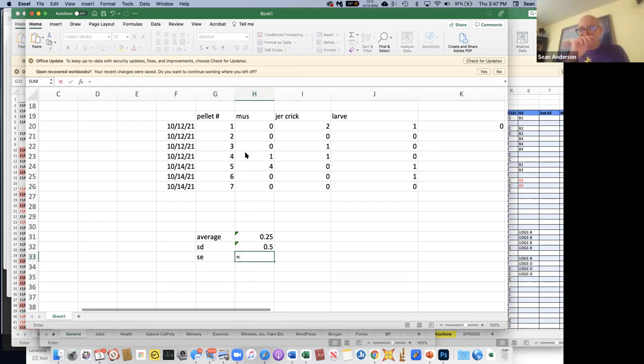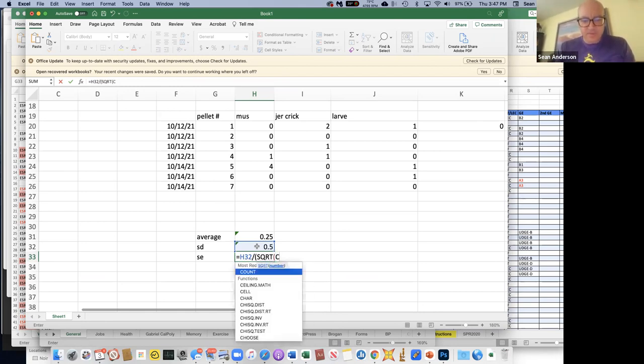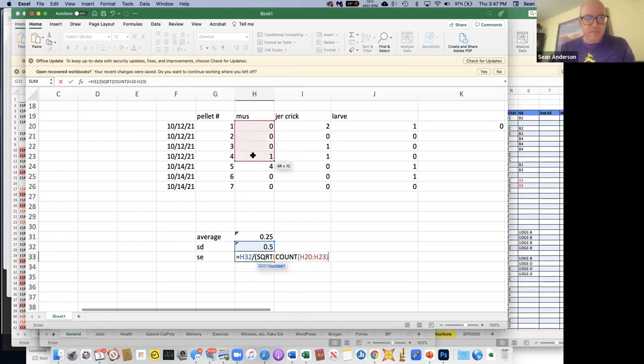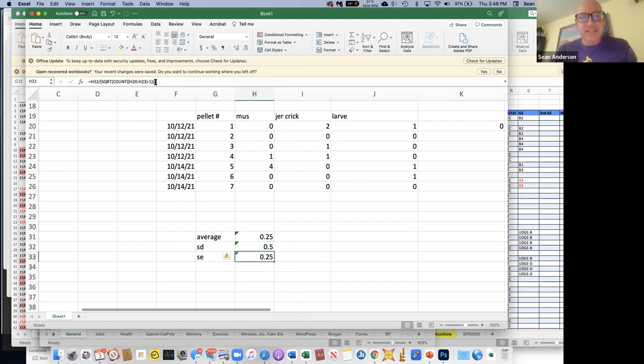So I'm gonna type in the equal sign, and now I'm gonna take that standard deviation. So I'm first gonna select that cell. So it says, grab that cell. And now we're gonna do something to it. So now I'm gonna hit the slash for divided by. And this is what we're doing. Actually, let me type it first and then we'll talk about it. Okay. So that looked complicated, but let me explain what it is.